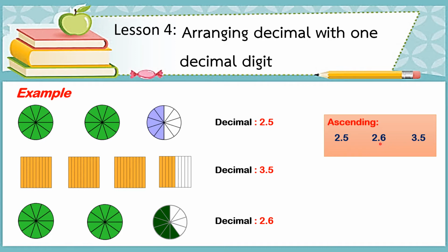This one is 2, 2, and 3. Look first at the whole number: 2, 2, and 3. In these ascending numbers, the number is increasing, right? Increasing meaning the number is going up. You can see there, this is the lowest number, 2.5. Then the next one is 2.6 and the last one is 3.5. The number is increasing. The number is going up.